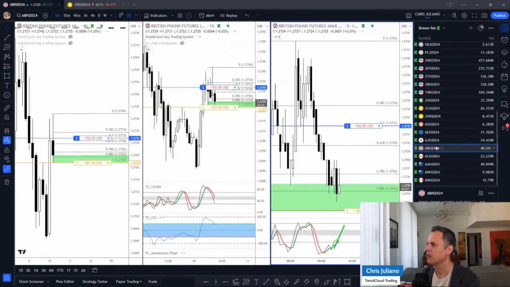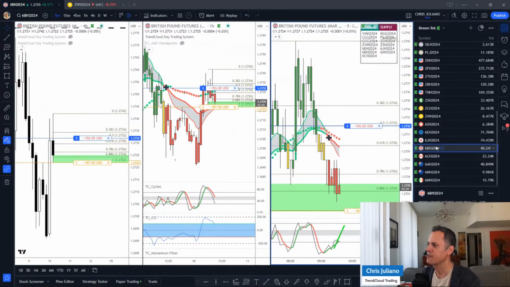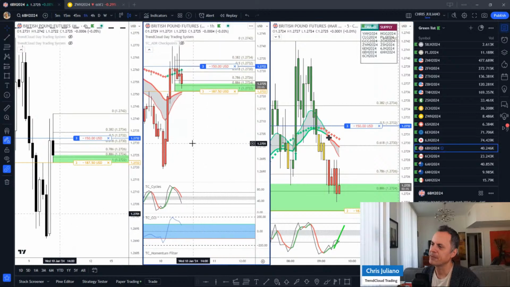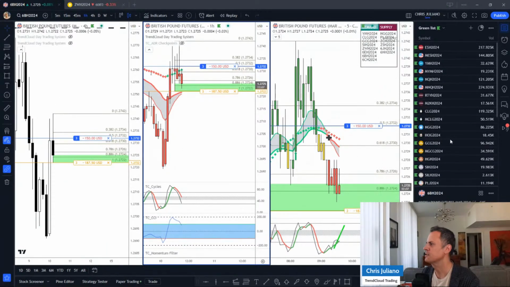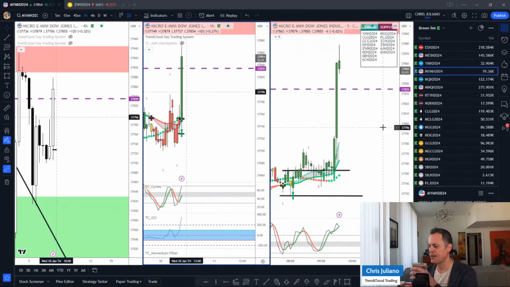How's our British pound? It's still struggling there. British pound is still on the struggle bus. That's okay. We're still in it. Hit that 886. We're still in it. Back to the Dow.